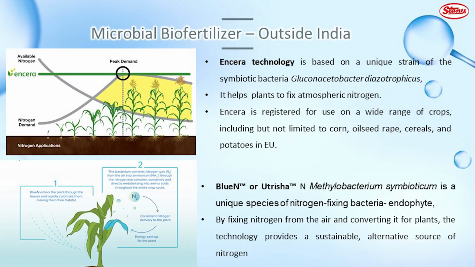And as we had in the earlier meeting also, it is limited to a few organisms like Azotobacter and Azospirillum. These are all the organisms which are recommended for the nitrogen-fixing products. But if you see something outside India, the products there are like Encieria technology, which is a nitrogen-fixing bacteria, but it is not of the four listed. It is a different one, Gluconobacter.